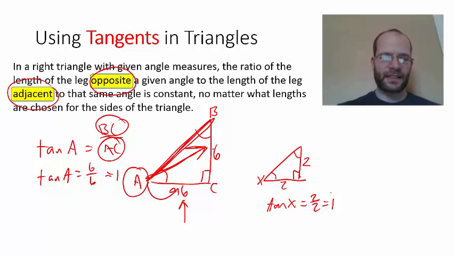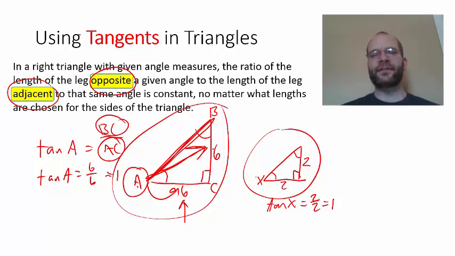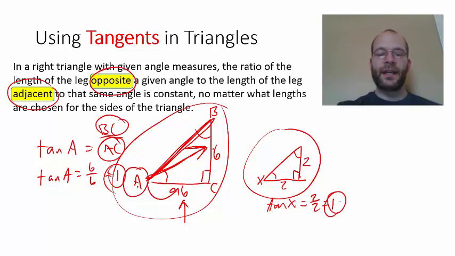Okay, that brings us to this definition that we have up here. It says, in a right triangle with given angle measures, the ratio of the length of the leg opposite a given angle to the length of the leg adjacent to that same angle is constant, no matter what lengths are chosen for the sides of the triangle. Notice in these two triangles, they're both right triangles, and angle A is congruent to angle X. They're both 45-degree angles. And we find in both of these that the tangent ratio is constant. They both have a tangent ratio of 1. And in fact, we would find that the tangent ratio to any 45-degree angle would always be equal to 1. That allows us to do the following.